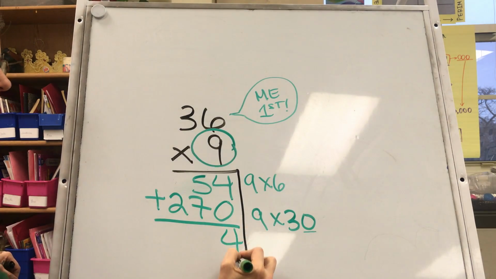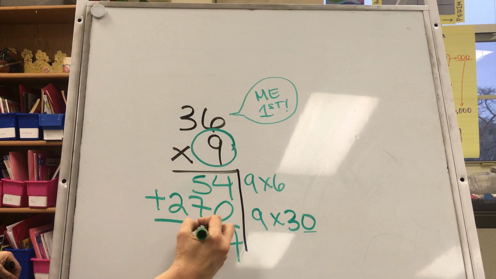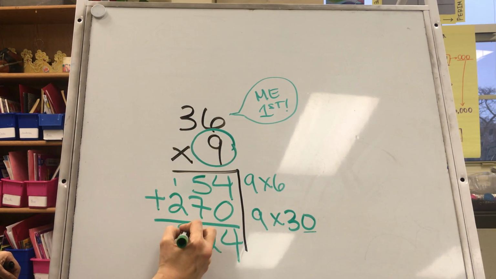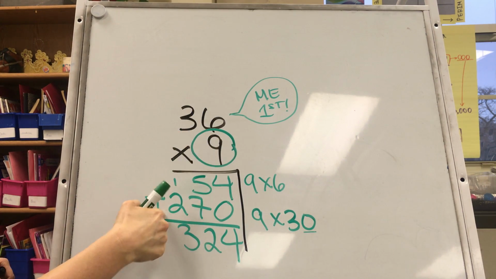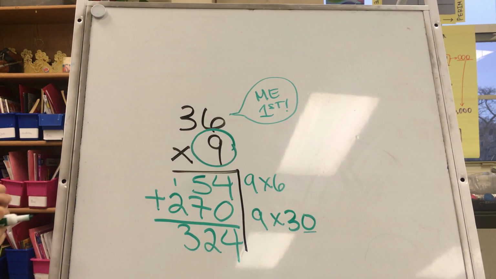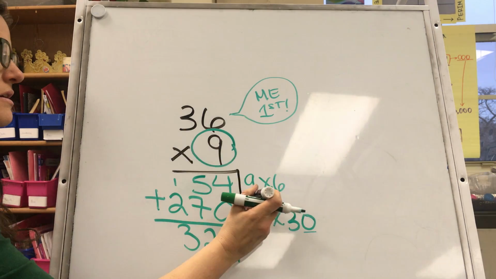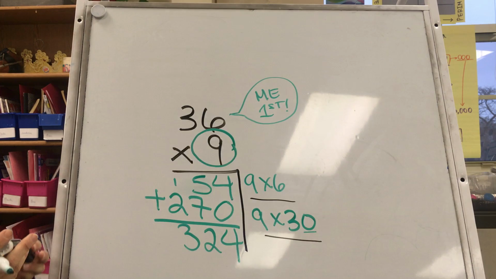Add them up. 5 plus 7, 12, carry 1, 324. So I'm doing 9 times 6, 9 times 30, then adding it together. I really, really, really think that keeping track of the equations there makes a huge difference, especially as the numbers get bigger. I'll show you another example.